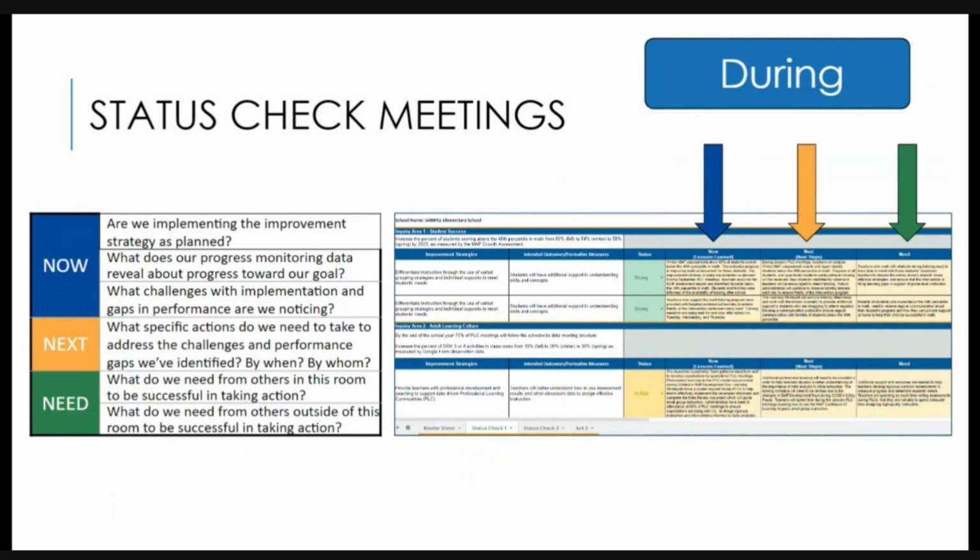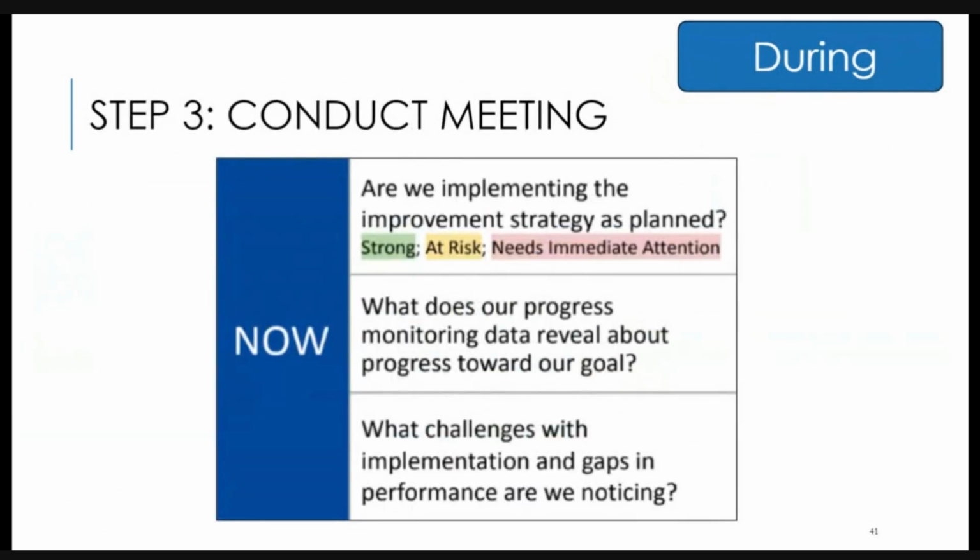The Now Next Need protocol aligns with the questions in the status tracker. The Now questions will focus your team's attention on the current reality and progress being made towards your SPP roadmap goals. You're going to discuss any challenges impeding that implementation. Improvement strategies being fully implemented with positive results will be labeled as strong.